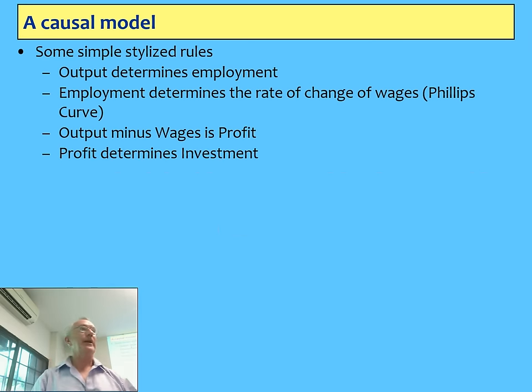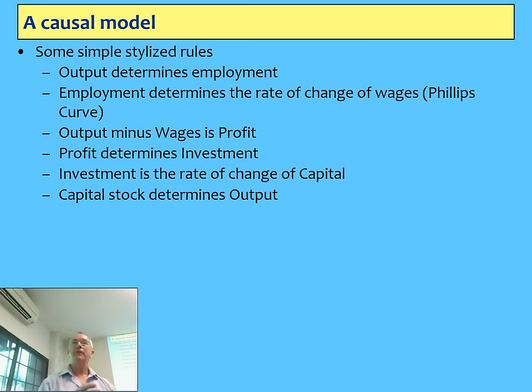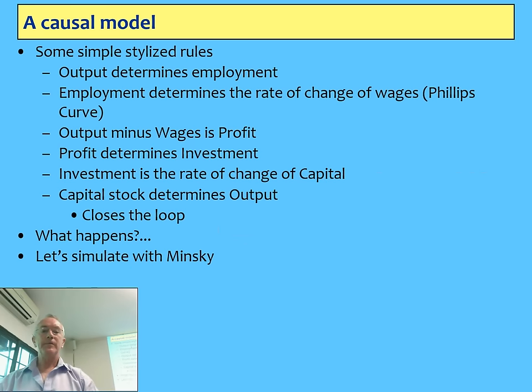Now, we live in a capitalist economy, and the rate of profit determines how much capitalists wish to invest. High rate of profit, they want to invest a lot. Small rate of profit, invest nothing. And investment is the rate of change of capital stock. Investment adds to your machinery. Not investing means your machinery runs down. So that's the rate of change of capital. And capital, roughly speaking, the number of factories you have, will determine how much output you can make. That's a simple little causal model. Let's put that together and see what happens.